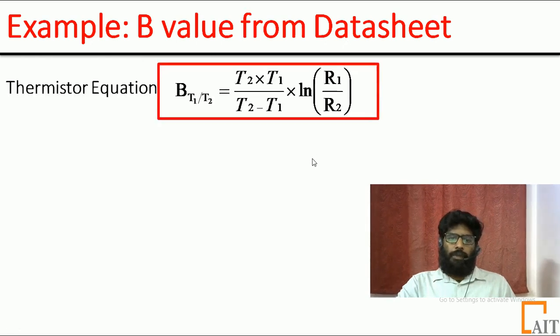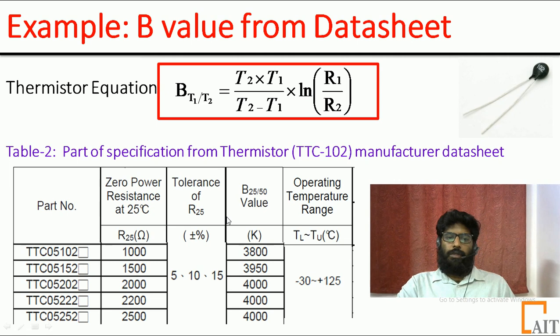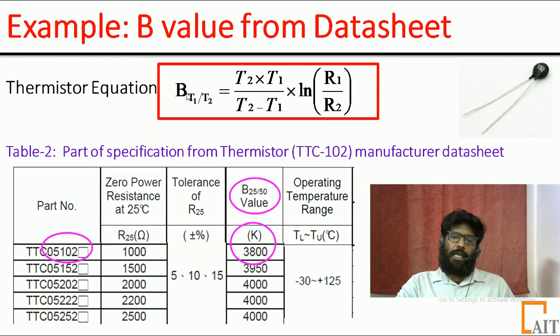A part of the specification from the thermistor TTC 102 manufacturer data sheet is represented in table 2. In this table we have 5 columns. Our interest is thermistor 102. You can see thermistor 102 specified in the part number column. The corresponding B value for part number 102 is 3800. This B value is specified for temperature T1 25 degrees centigrade and T2 50 degrees centigrade, which exactly matches with the equation B T1/T2.